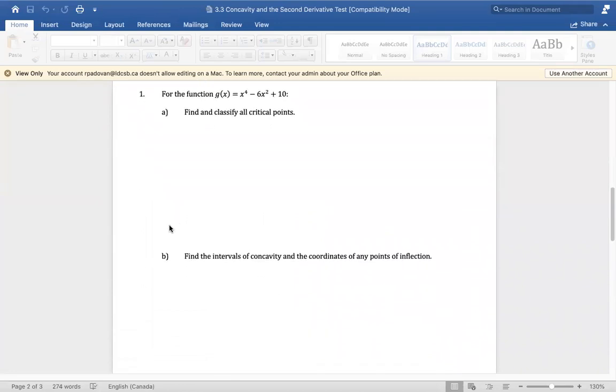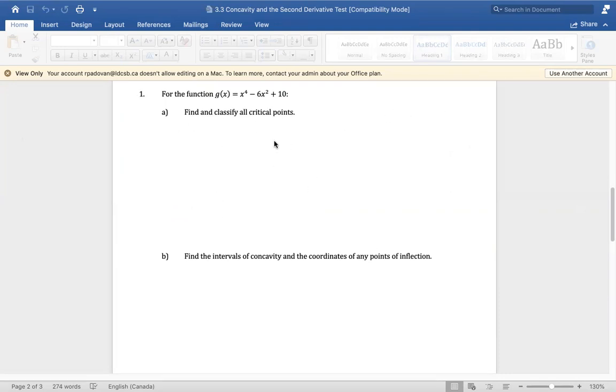For the function g of x equals x to the power of 4 minus 6x squared plus 10, there's a lot to write here. Just so you know, I found it difficult to fit everything in this space. I'll just try to fit things over to the side. And again, write as small as you can on your page. If you needed another page, you could just have 1A from section 3.3, and then attach that after this note.